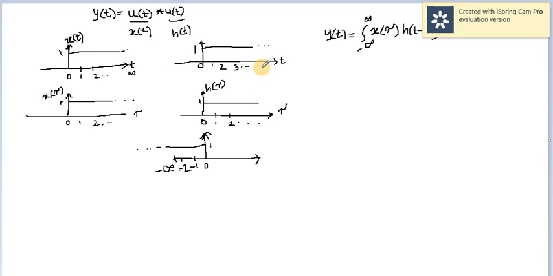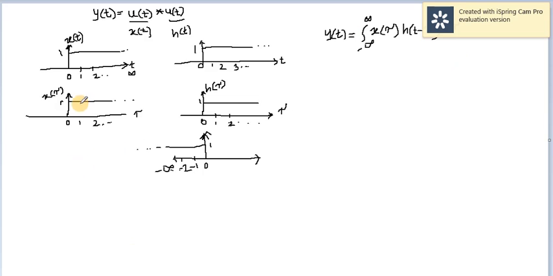Now, the convolution of these signals is given by y of t. And this y of t is the integration from minus infinity to plus infinity of x of tau h of t minus tau d tau. As we know, these both are infinite signals, we should go for the following steps.